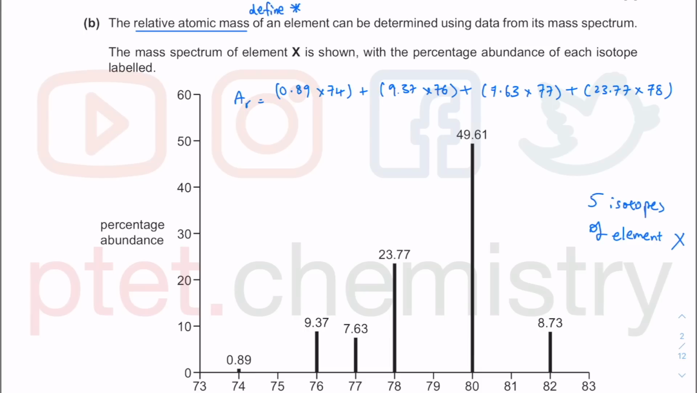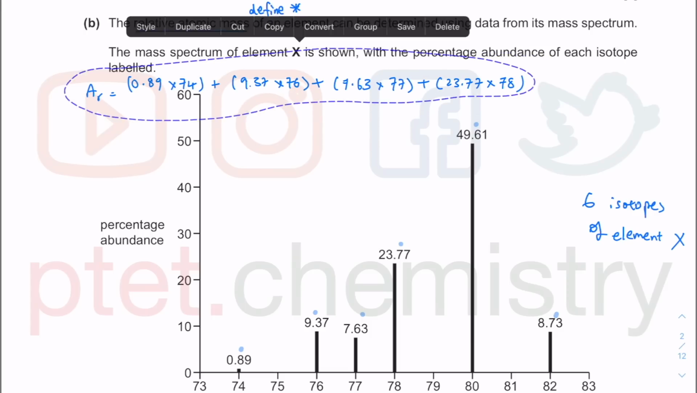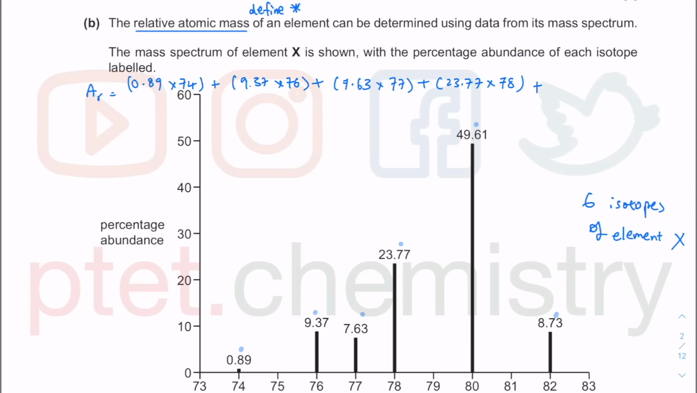I was wrong. There's not just 5 isotopes. 1, 2, 3, 4, 5, 6. I missed one just now because it has such a small percentage abundance there. But just to be careful about this kind of thing. Running out of space there for my working, but no worries, I can easily move my things around.